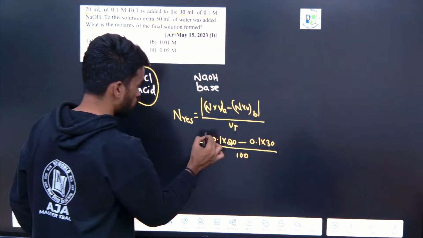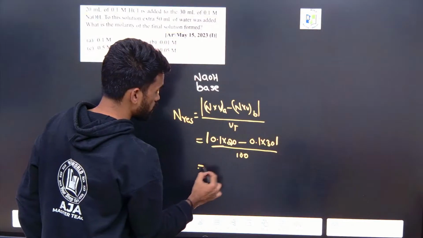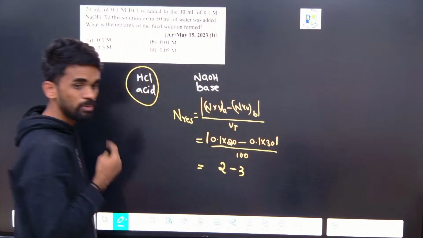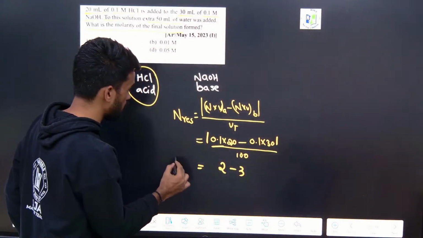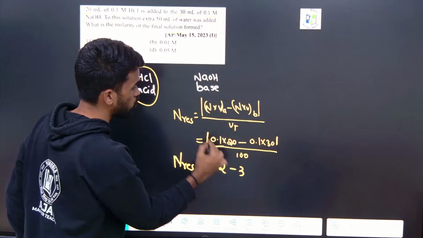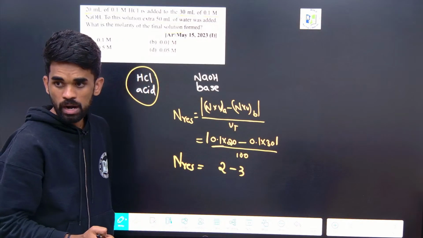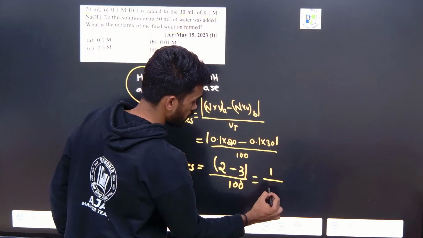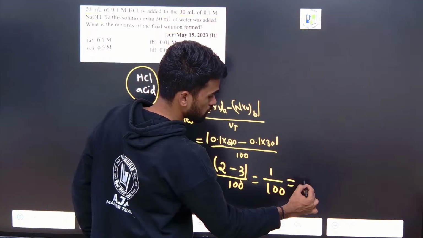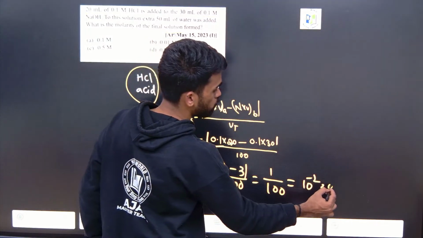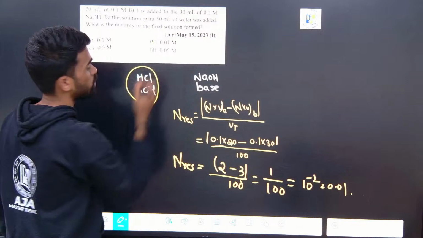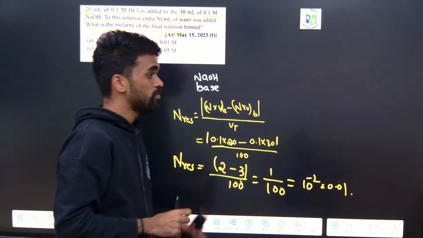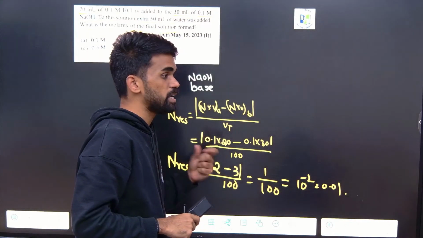See why I told you to add mod here. Just look here, this will be 2 and this will be 3. So 2 minus 3 will be minus 1. Your answer should not be in negative terms. To avoid that, I told you to put mod. So now here you got 100, so you are going to get 1 by 100, that is nothing but 10 power minus 2, or 0.01. So 0.01, you have option C, option B is your answer. Next, my question is, tell me whether this solution is acidic or basic.